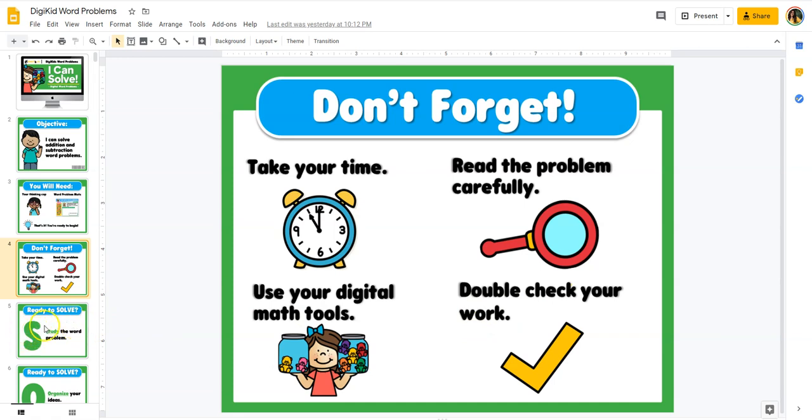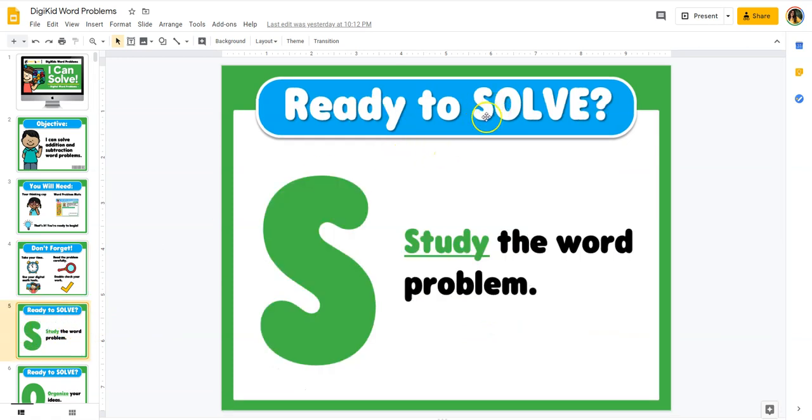All right, let's go to the next slide because I think we're almost ready to solve. So there's a few little letters here, the 5 letters in the word solve, S-O-L-V-E, and each letter stands for something. The letters will help us remember what we're doing when we're solving the word problems. So the letter S here, it stands for study the word problem.